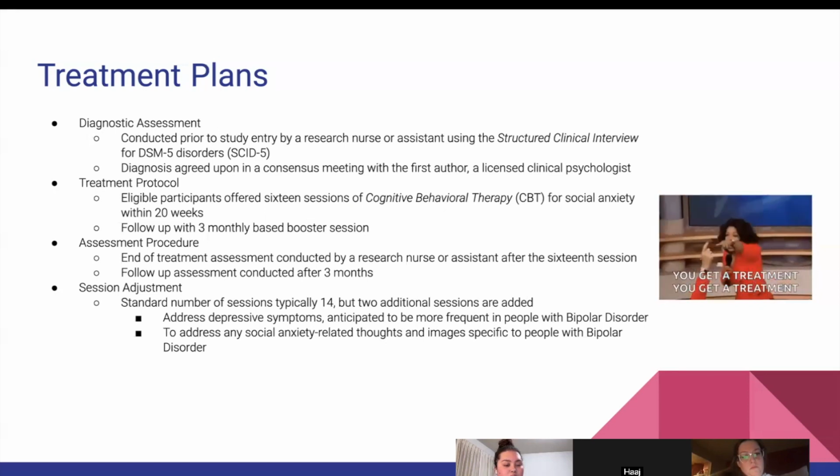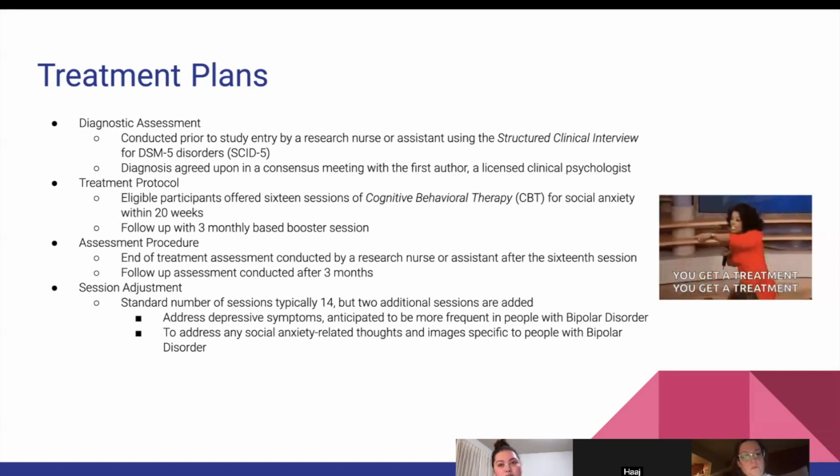The next step would be the treatment protocol. Eligible participants are offered 16 sessions of cognitive behavioral therapy for social anxiety within 20 weeks. After the 20 weeks, there is a follow-up with a 3 monthly based booster session. So that's just going to be the participants coming in once a month on a 3-month basis.